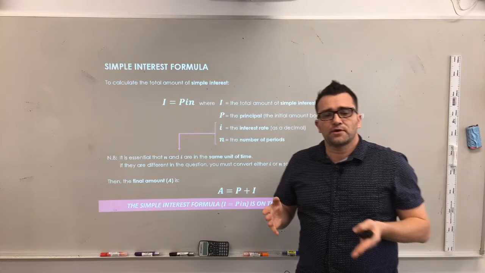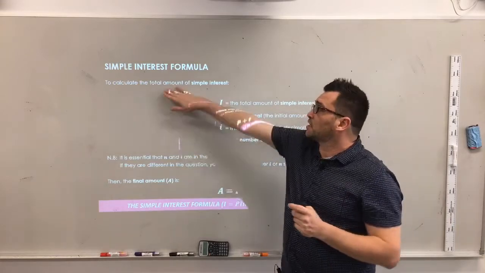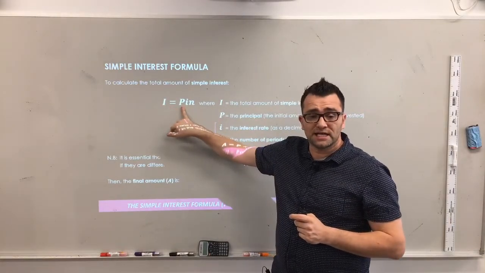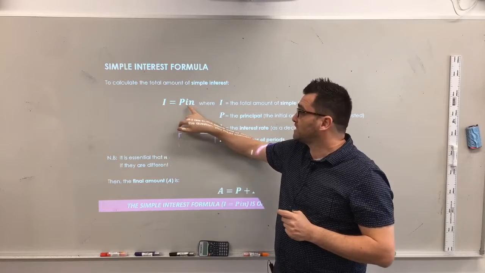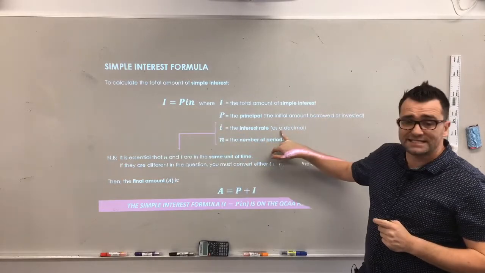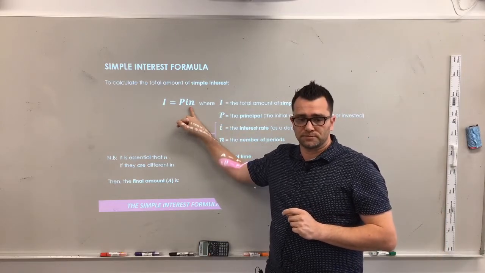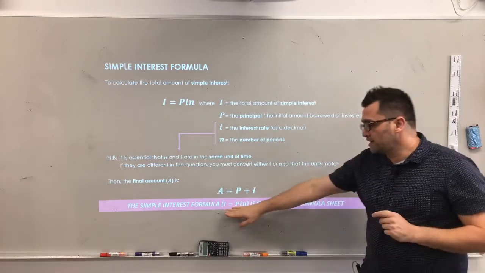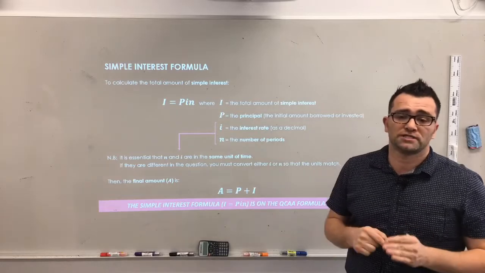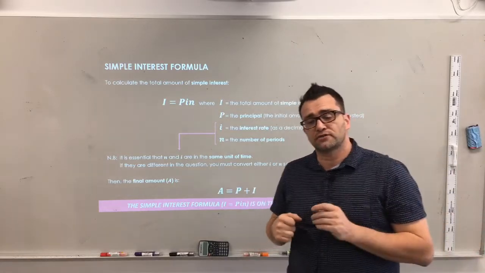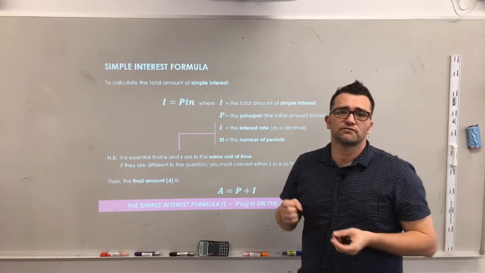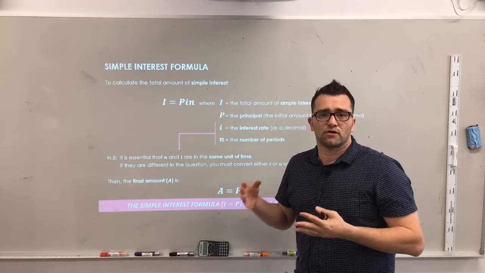So the formula that we use for simple interest is I equals PIN, where P stands for the principal times the interest rate, which is a decimal, very important, multiplied by the number of terms. Now, this formula, I equals PIN, is on your QCAA formula sheet. So you don't need to remember the formula as such, but you need to remember what each of the letters mean.